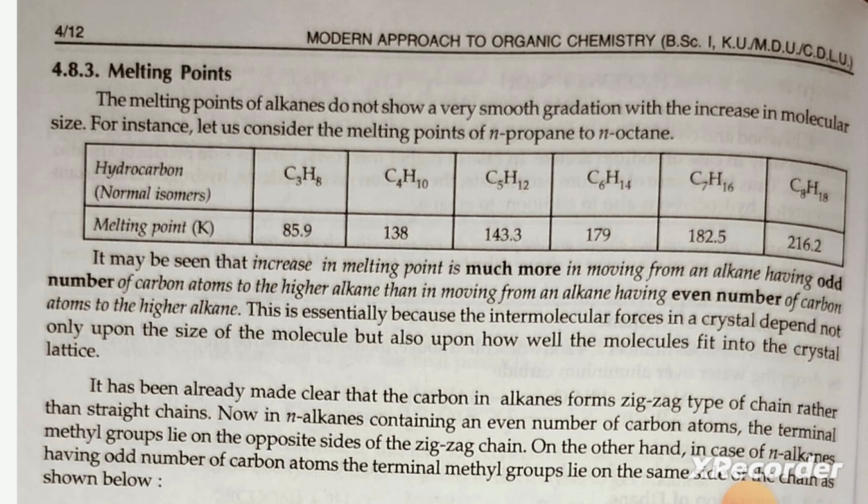Melting point of n-pentane is 85.9. Melting point of n-butane is 138 degrees. Melting point of n-pentane is 143.3. Melting point of n-hexane is 179, melting point of n-heptane is 182.5, and melting point of n-octane is 216.2.